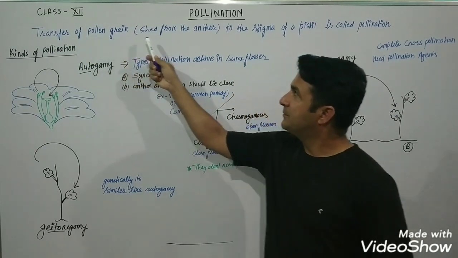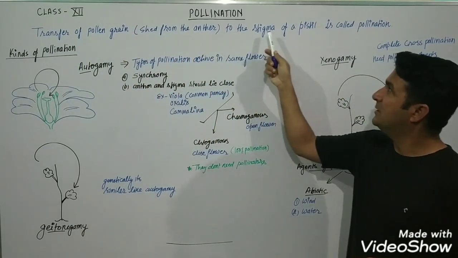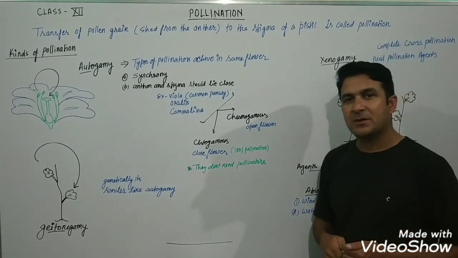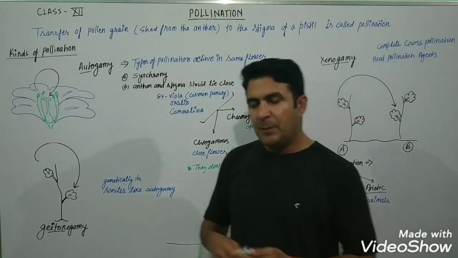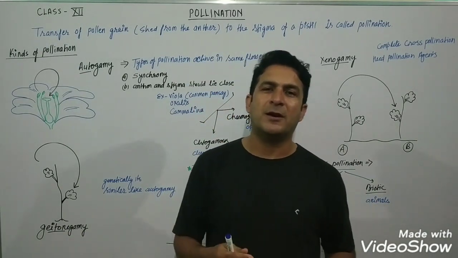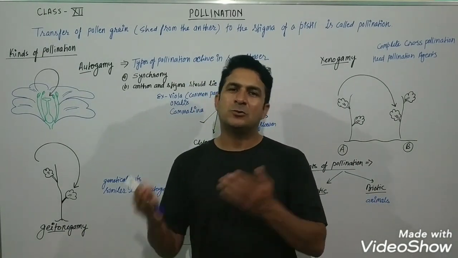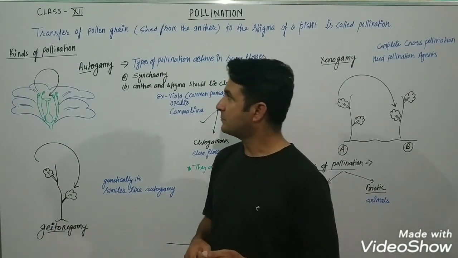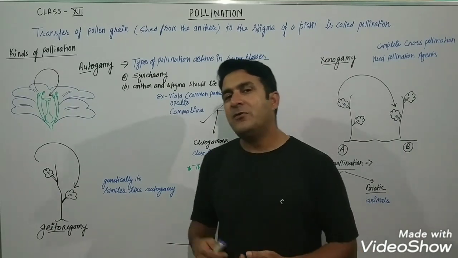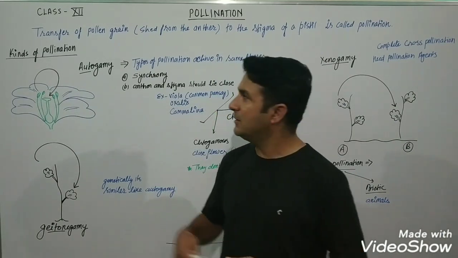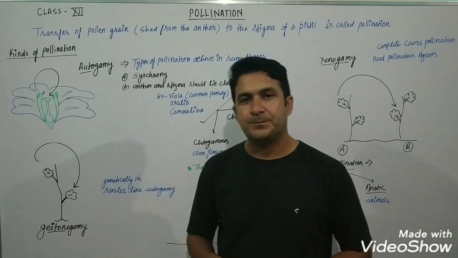The transfer of pollen grain shed from the anther to the stigma of a pistil is called pollination, right? In place of this definition, you can make your own, which is very easy: the transfer of pollen grain from the anther to the stigma is called pollination. That is also a correct definition. Here we will discuss the pollination topic in detail, and we'll start with the kinds of pollination.